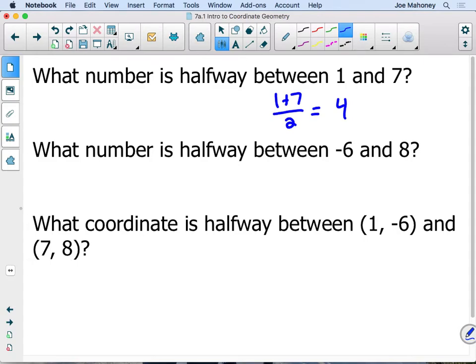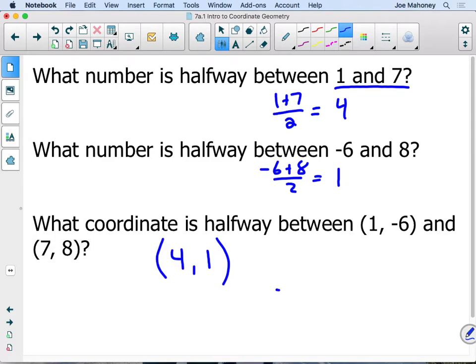What number's halfway between negative 6 and 8? We can do the same thing. And that's going to give us 1. And look at tricky me here. Now, which coordinate on a grid is halfway between 1, negative 6 and 7, 8? Can you tell that the x's are 1 and 7 like the problem up here? So the coordinate is going to have an x value of 4. And can you tell the y values are negative 6 and 8? So it's going to have a y value of 1.